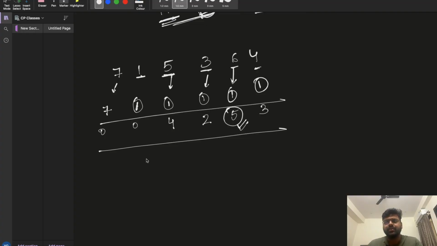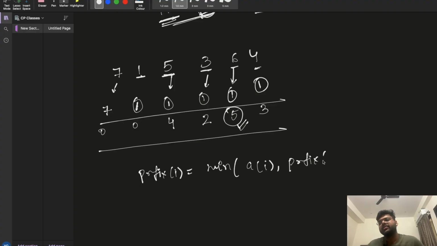Now if we ask how do we find the prefix min, it would simply be prefix of i equals minimum of a of i comma prefix of i minus 1. So this is how we would be approaching this problem.